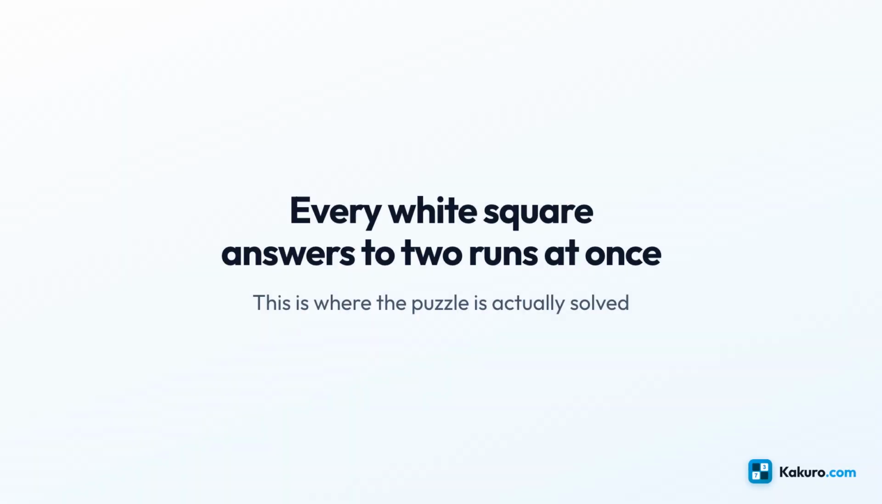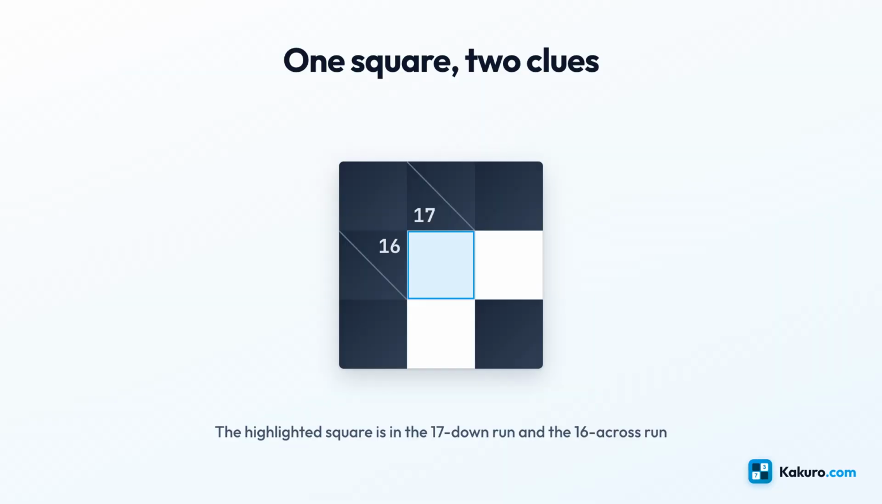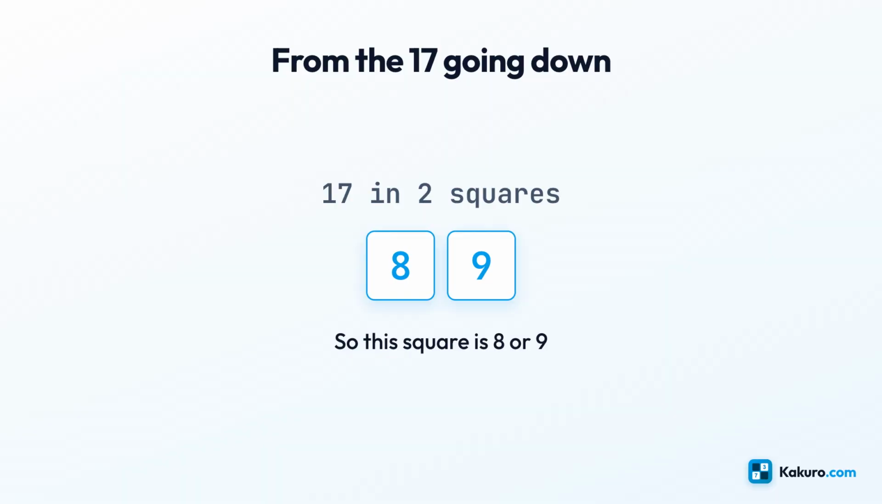And that something else is the heart of Kakuro. Every white square sits in 2 runs at once, so it has to satisfy both of them at the same time. Let me show you exactly how that plays out. Here is a corner of a real board. The highlighted square belongs to a run going down that totals 17, and also to a run going across that totals 16. Take them one at a time.